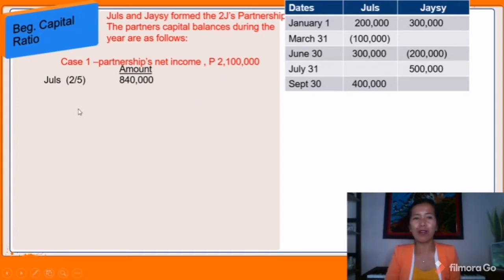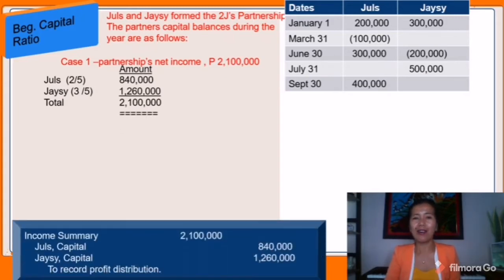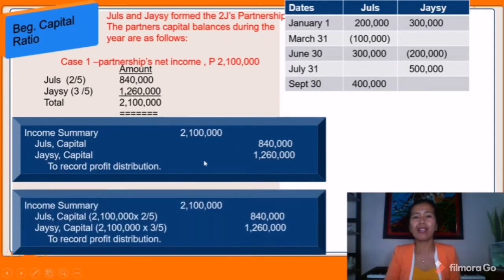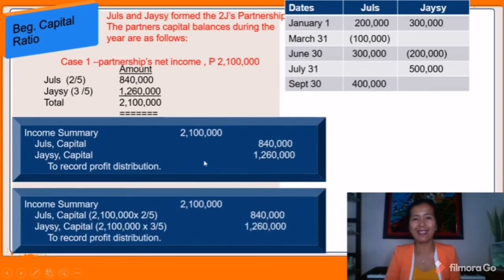2,100,000. And for JC, that is 3/5 times 2,100,000. That gives us 1,260,000, and the total of those two is 2,100,000. And our journal entry is this one, or you can present it this way.